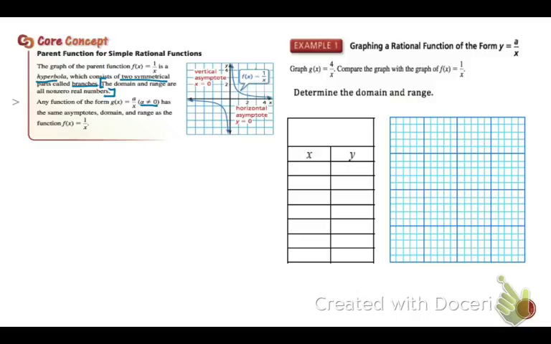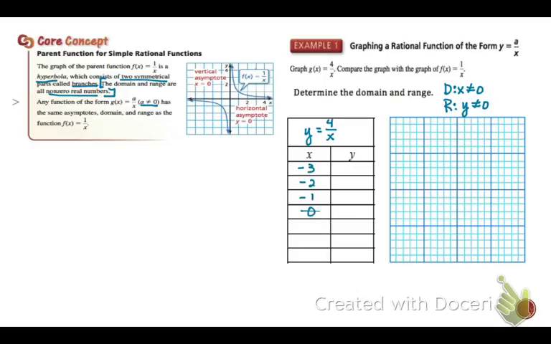So now let's look at example 1. We're going to graph a rational function in the form y equals some number over x. So we're going to graph 4 over x. So right away, we know that our domain x cannot equal 0 because that would be undefined. And then y will not equal 0 because there's no number we can divide 4 by that will just make it go away, become nothing.